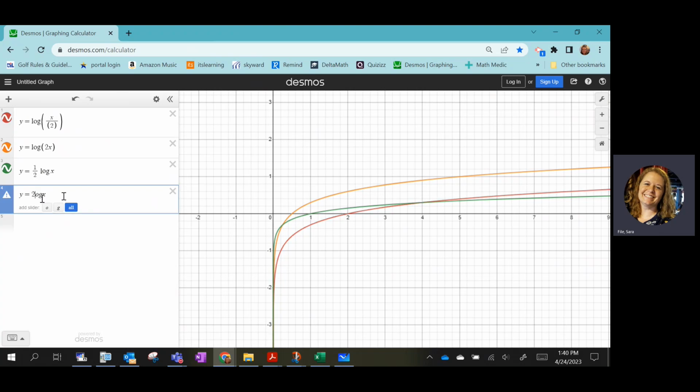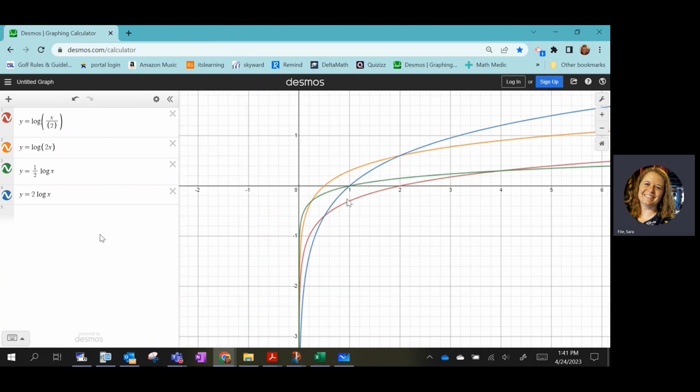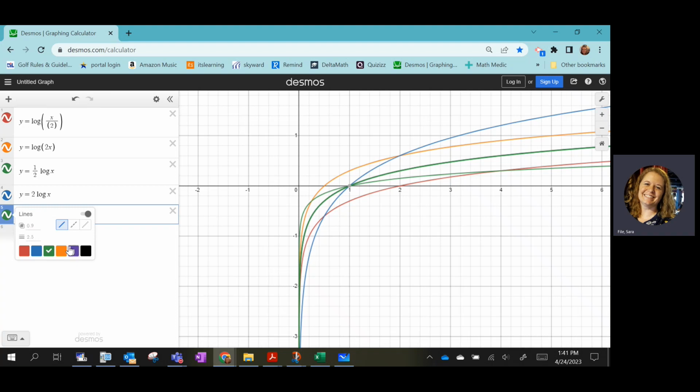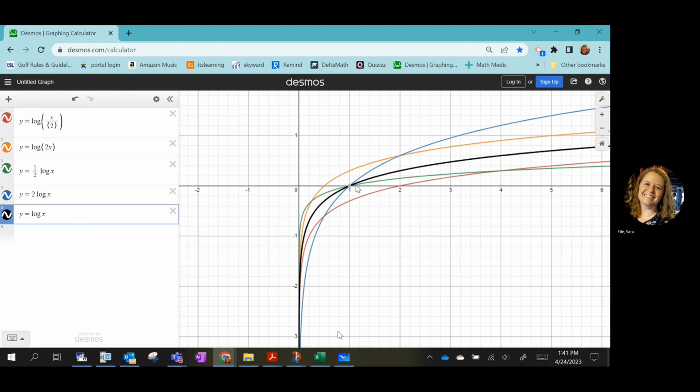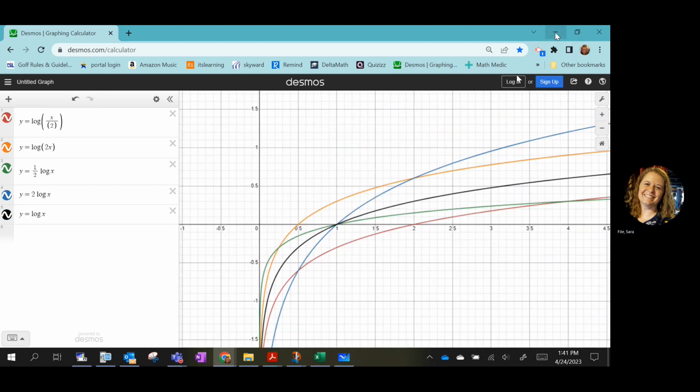Oops, I accidentally took off the L of my log. There we go. So now you can see those all as the curve and how they're affected. And you could even put the parent function in here as a reference. Make that one black. So you can see the black one there and how each of those affected it. Okay, so I don't know, I hope maybe that visual helps.